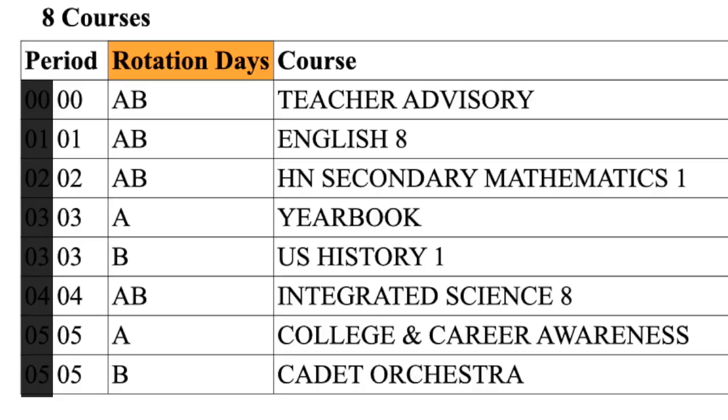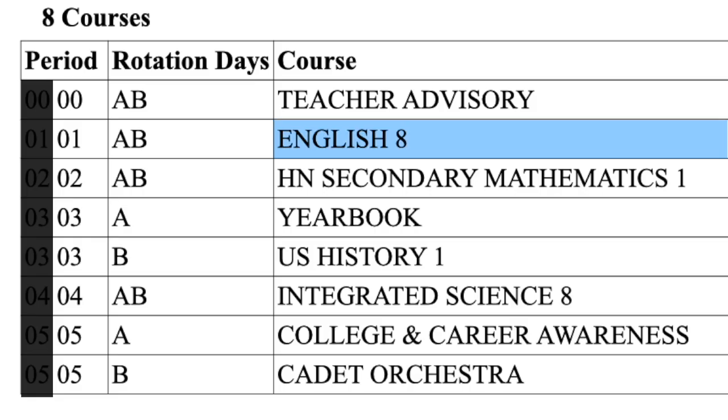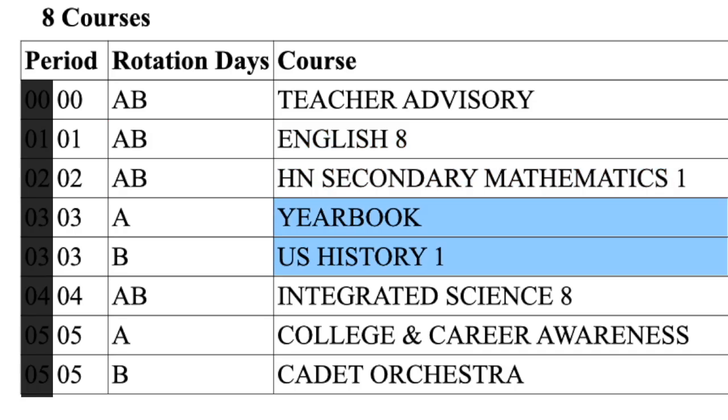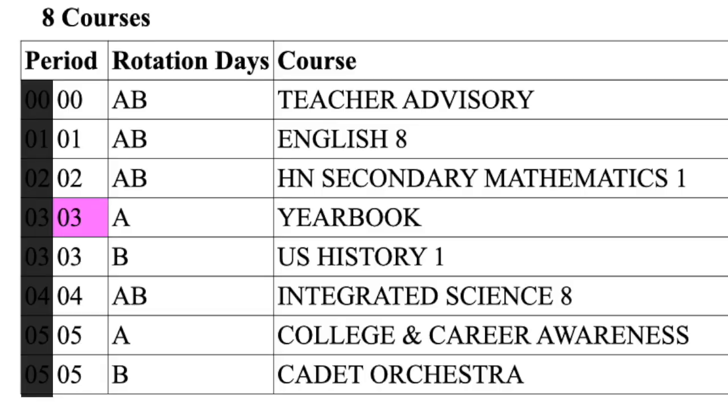If under rotation days, like it says here under 00, teacher advisory, that's den, you'll see that it says AB. That means that the period is every A day and every B day. So on this schedule, English is AB, as it should be. Math is AB. Now, yearbook and history, these are only on A day or B day. So yearbook here is on A day. U.S. history is on B days. So if today is a Wednesday, that means it's an A day. So third period A day would be yearbook. And third period B day would be U.S. history.